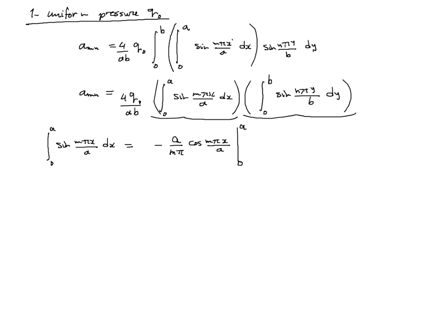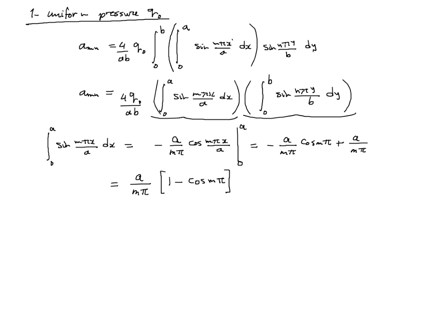If we substitute x equal a, we get minus a over m pi cosine m pi. Remember that m is an integer. Minus, if we substitute 0, we get minus a over m pi, so minus minus is plus, so we get a over m pi. From here, we get this is equal to a over m pi times 1 minus cosine m pi, which is fairly straightforward, but we can simplify it even further.